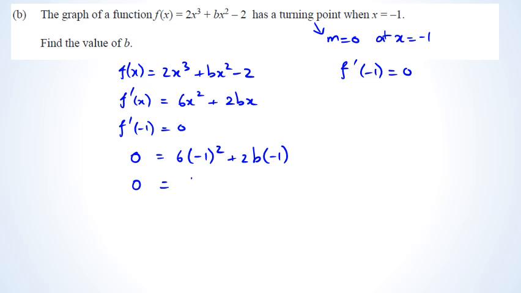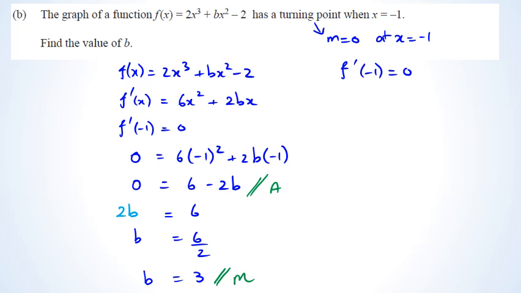So 0 equals 6 minus 2b. Rearranging this, we're going to get positive 2b is equal to 6. And then b is equal to 6 divided by 2. Therefore, b is equal to 3. Now, just in terms of what you get for grades, derivative found and equated to 0, so just getting it up to here is an achieved. And then solving it, which is value of b found, is a merit.